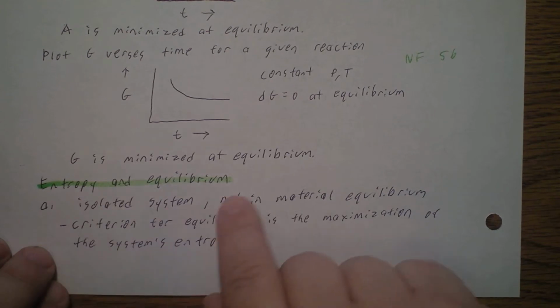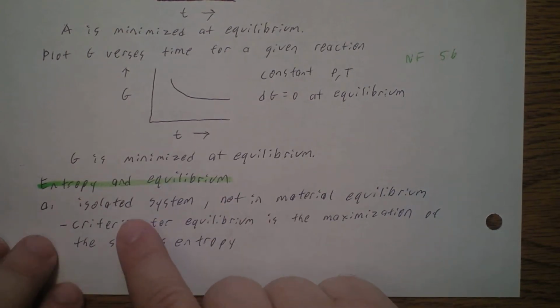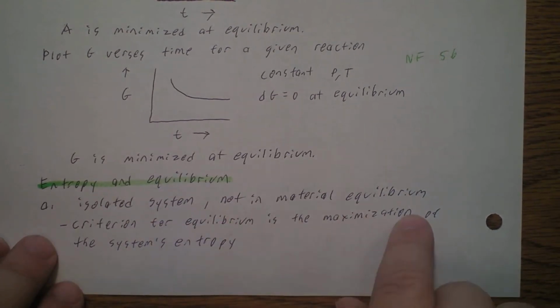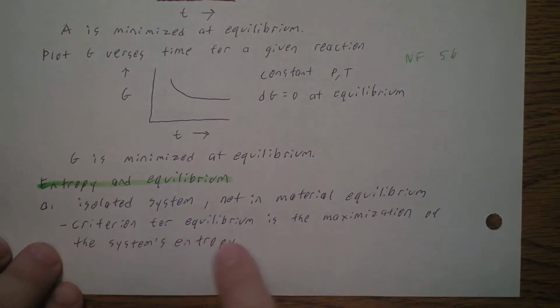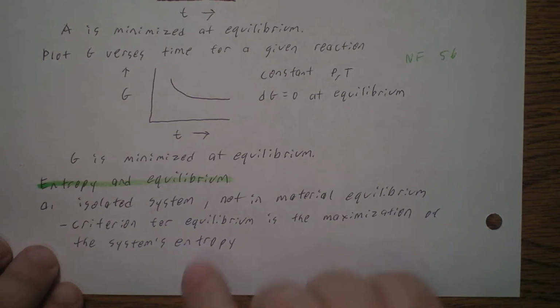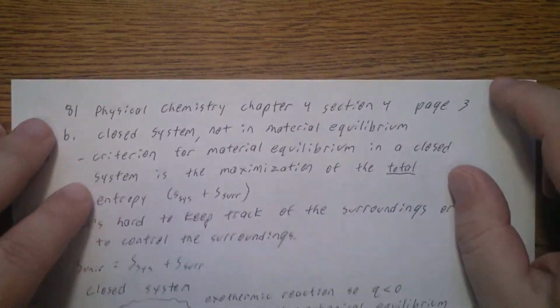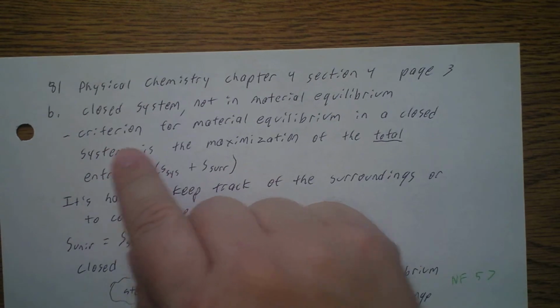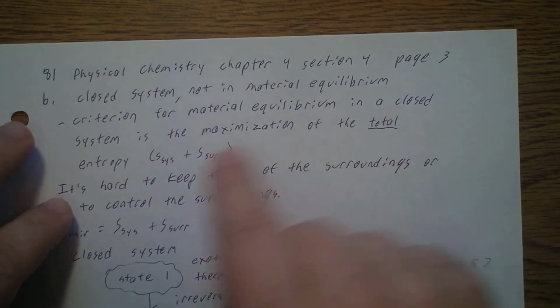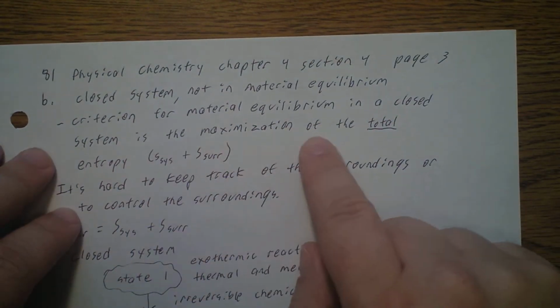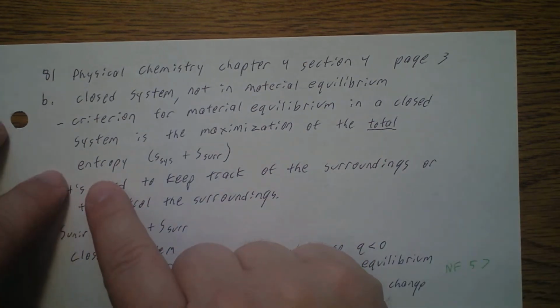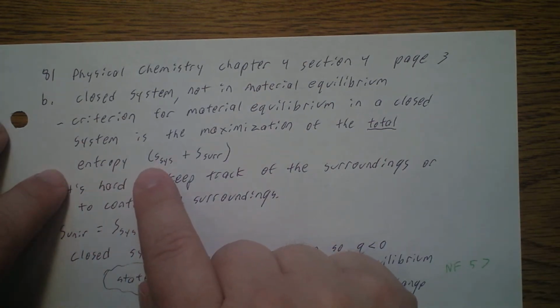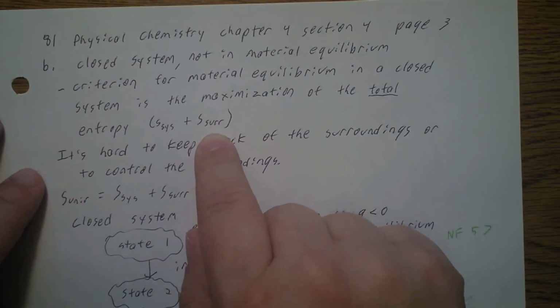Now let's talk about entropy and equilibrium. Okay, A, for an isolated system, we're not in material equilibrium. The criterion for equilibrium is the maximization of the system's entropy. Or B, if we have a closed system not in material equilibrium, then the criterion for material equilibrium in a closed system is the maximization of the total entropy. Remember, the total entropy is extensive, so it's the entropy of the system plus the entropy of the surroundings.